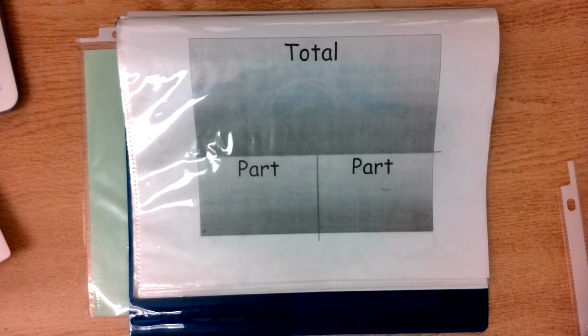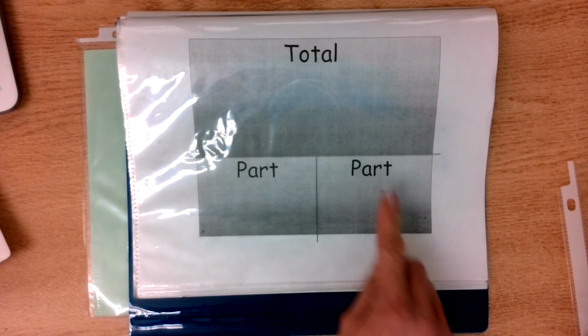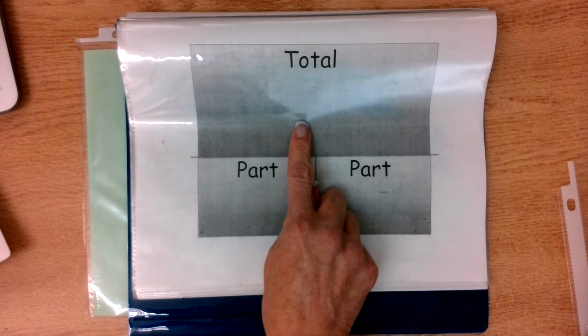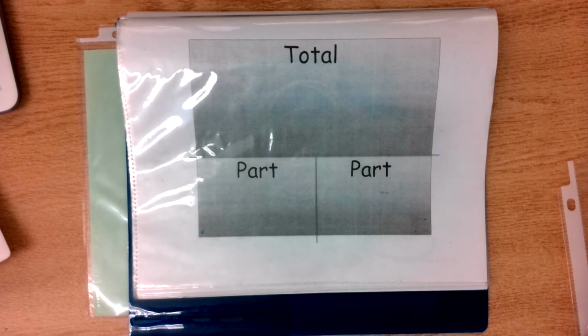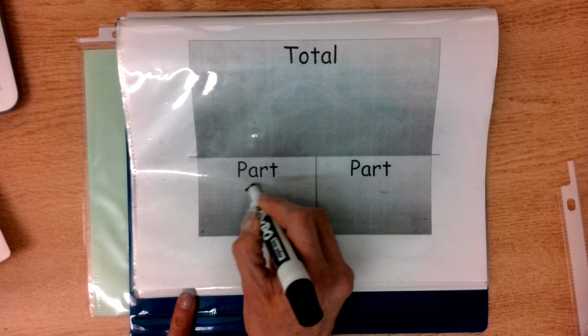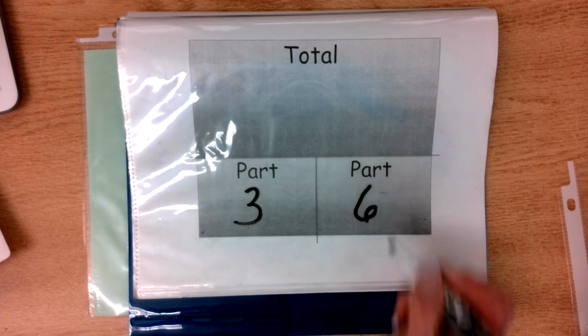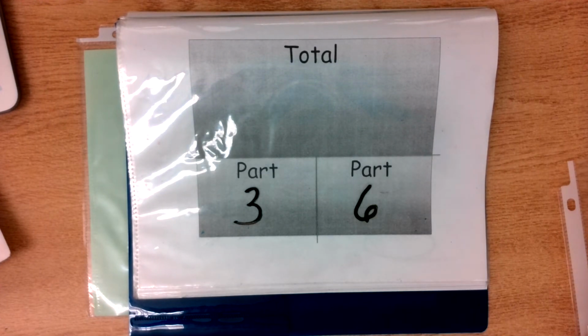Part, part, total. So we're going to put the first part here, the second part here, and the total is the answer. Okay, so here we go. Teresa has three pencils in her backpack. So we're going to put three here because that's a part. And six pencils in her desk. That's the other part. How many pencils does she have altogether?